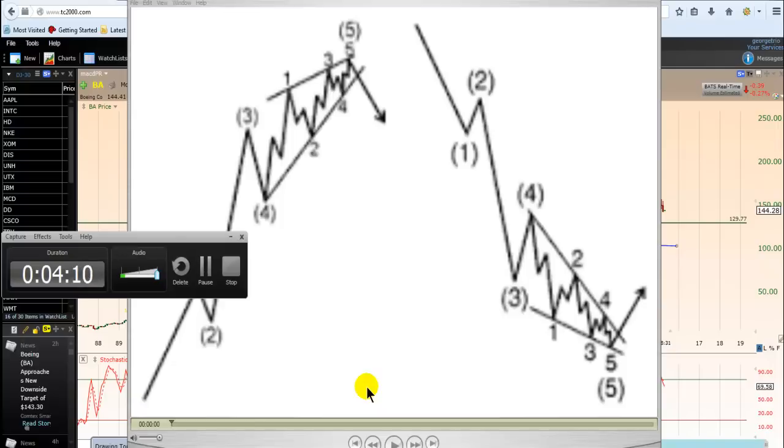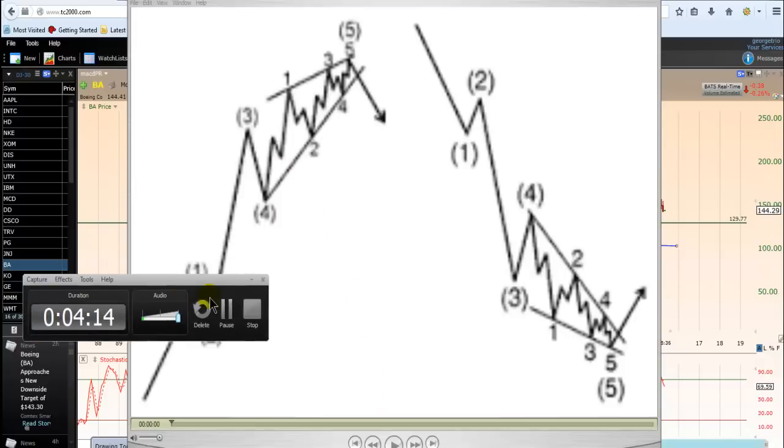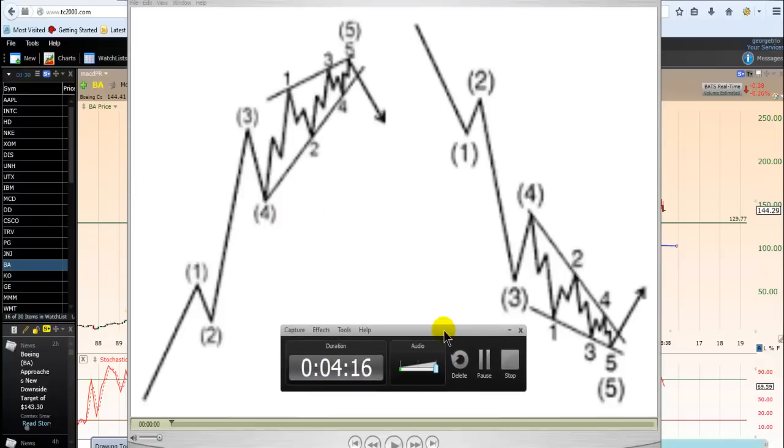So you can see that in this video, I was talking about this ending diagonal that is formed at the end of the motive wave, which is during the fifth wave. I will continue with this discussion.